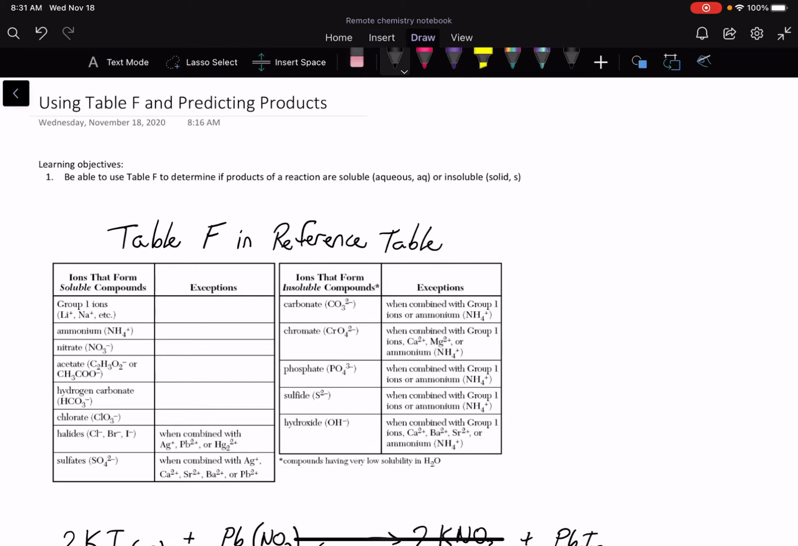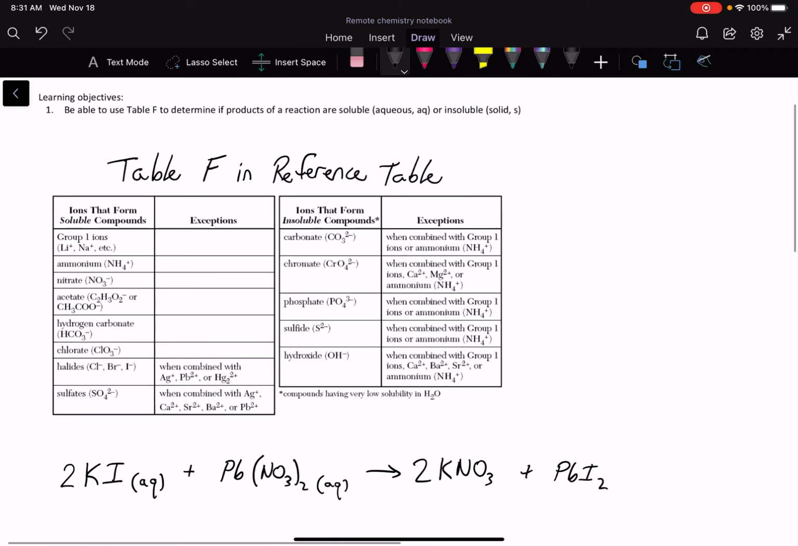Okay, so far we've learned how to balance equations and predict products. And down here I have an example of one that we've done in the past. So we had potassium iodide and then lead nitrate. And the products that we predicted, since this was a double replacement reaction, were potassium nitrate and then lead iodide. And you can probably see on the reactant side of this equation, we have the symbol for aqueous. So both of those are aqueous compounds.